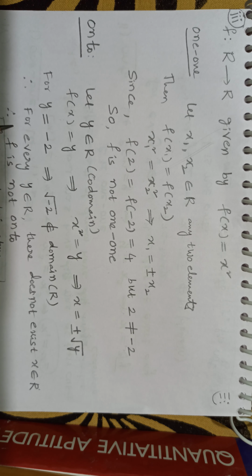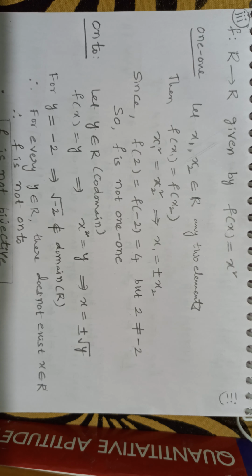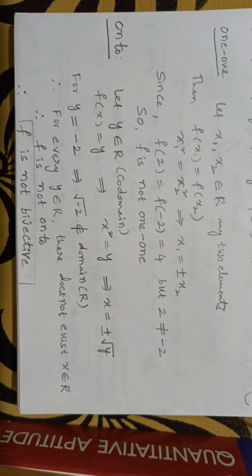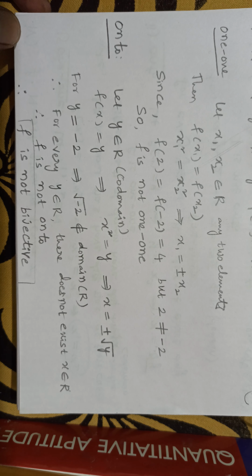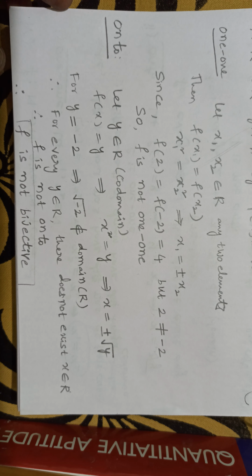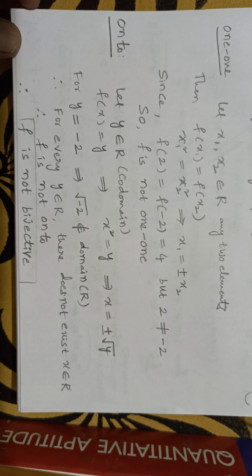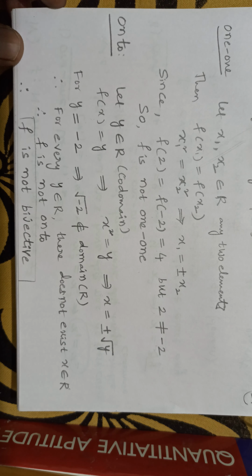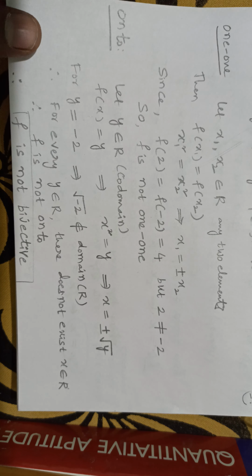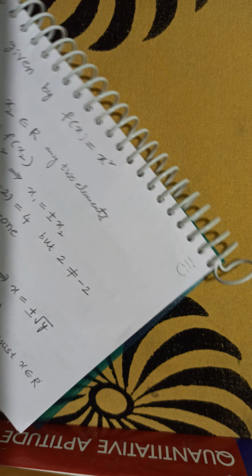Clear? That means for every y belonging to R, are you getting any pre-image in the domain? No, that does not exist. Any x belonging to R. Therefore, f is not onto. By this, what can I understand? f is not bijective. Clear? So it is very easy to understand. For 1-1, different elements of domain should have different images in the codomain. For onto, every element of the codomain needs to have at least one pre-image in the domain. Clear? So let us go for the fourth question.